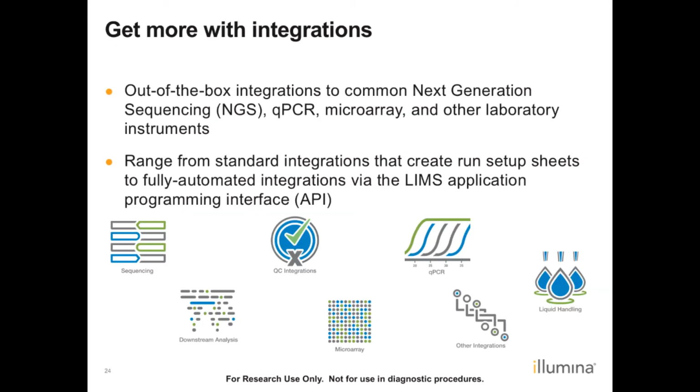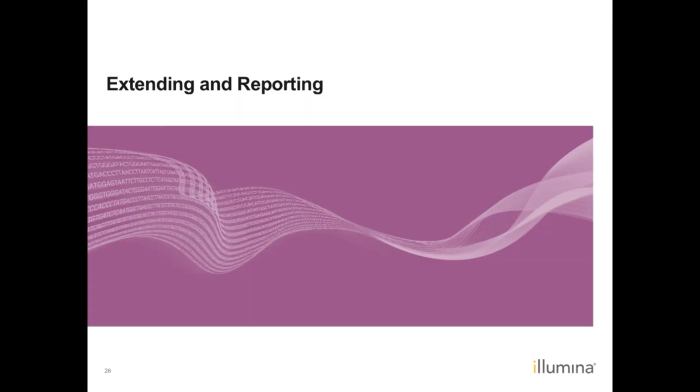Another way to get the most out of your LIMS is to use our out-of-the-box integrations. Integrations range from standard integrations that create a simple run setup sheet to fully automated integrations that use our API to communicate directly to another instrument. Out-of-the-box integrations are available for a variety of common genomics instruments, everything from next-gen sequencers, qPCR machines, microarray platforms, as well as other technologies.